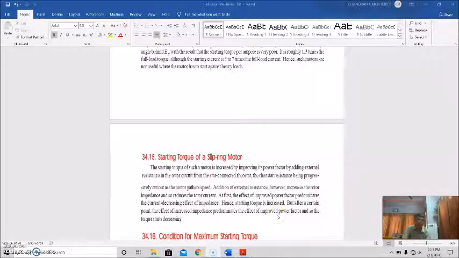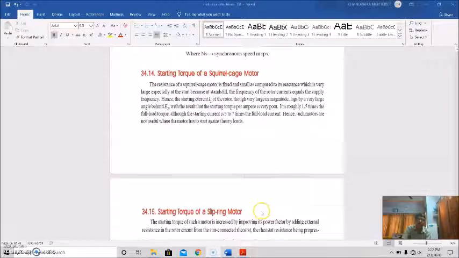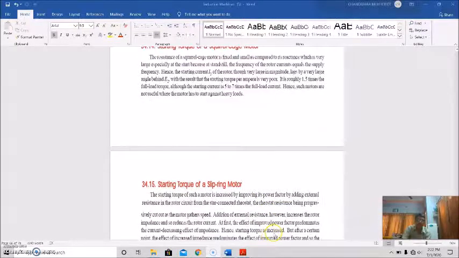So at first the effect of improved power factor predominates over the current decreasing effect of the impedance, and hence the starting torque is increased. But after a certain point, the effect of increased impedance predominates over the effect of improved power factor, and so the torque starts decreasing. So that is the case of starting torque for a squirrel cage motor, and that is for a slip ring motor.